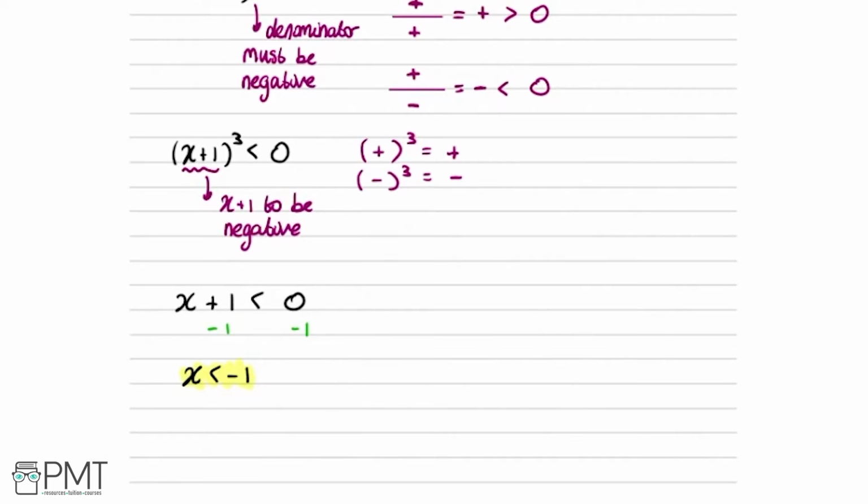So this question was quite a lot of work, however, it's only a 1 mark question. So looking at where we'll get the marks, you just get the 1 single mark for getting x is less than minus 1.